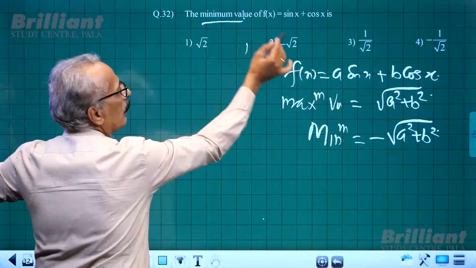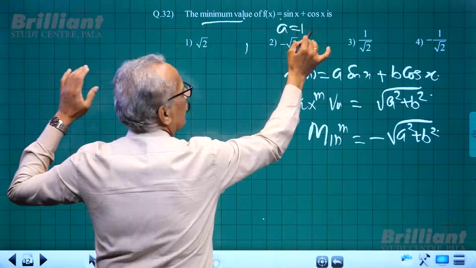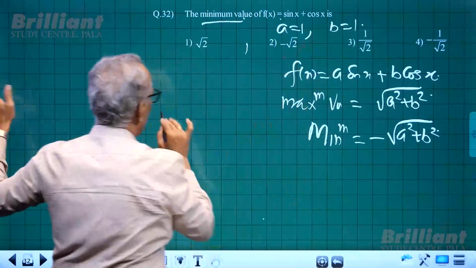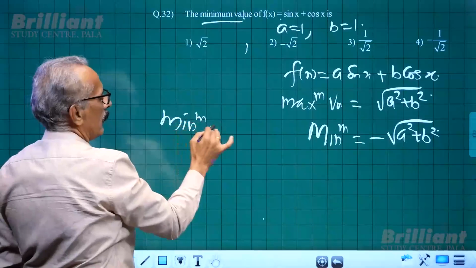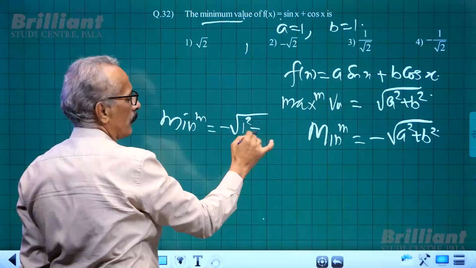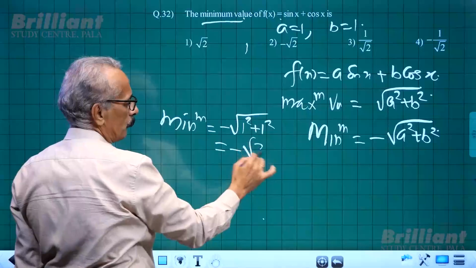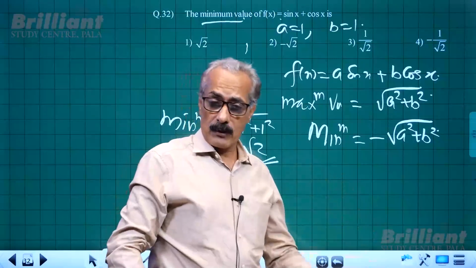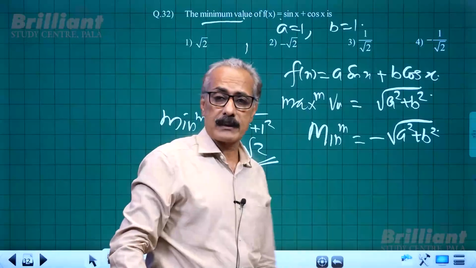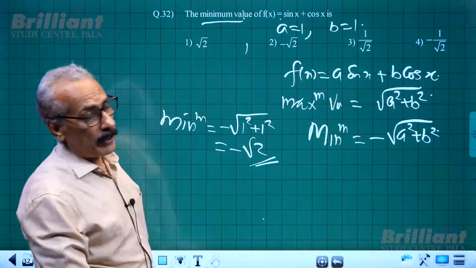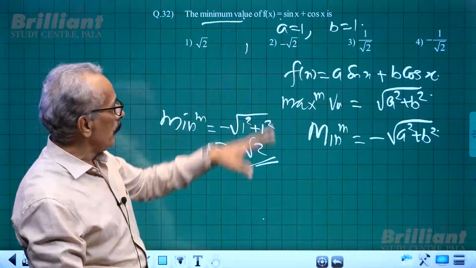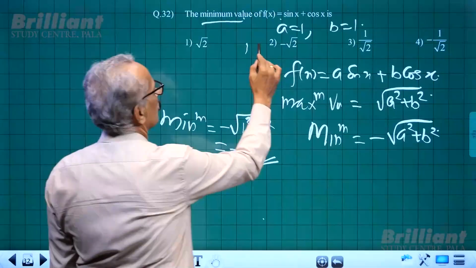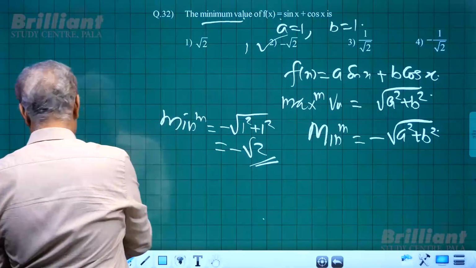You want the minimum value. What's your a? 1. What's your b? That's also 1. What will be the minimum value here? That is minus root of 1 square plus 1 square, which is equal to minus root 2. You can also show this by f dash x equal to 0, then find f double dash x, and show that f double dash will be positive for a minimum. So the minimum is minus root 2. That's your answer. On to the next question.